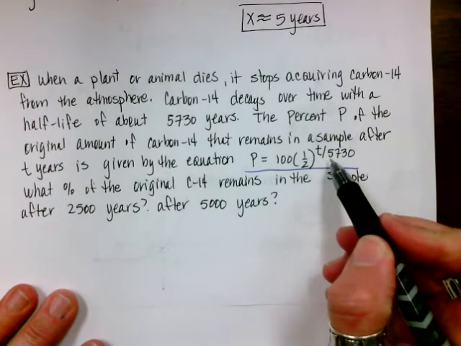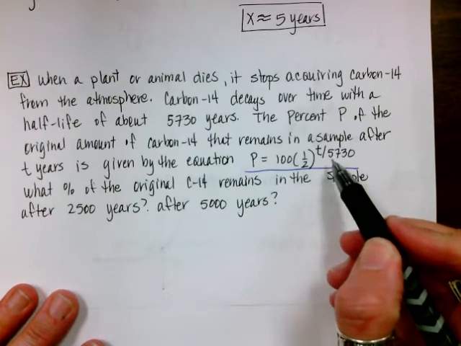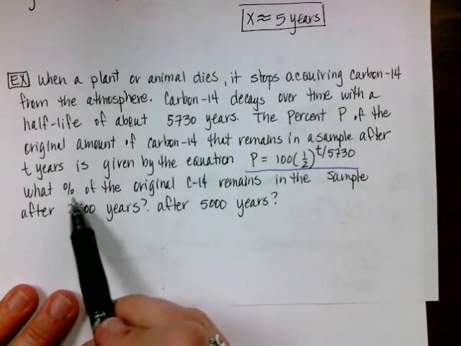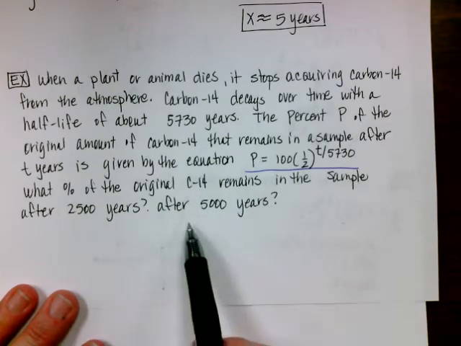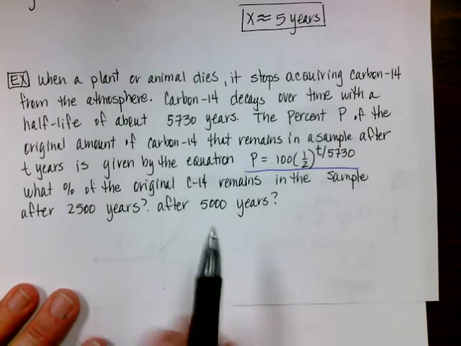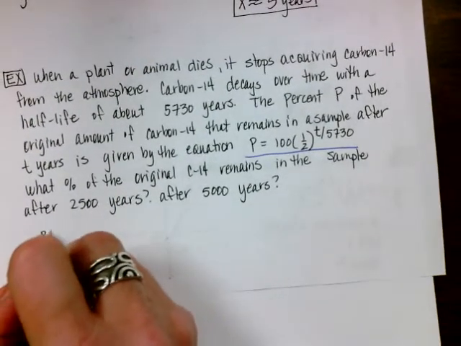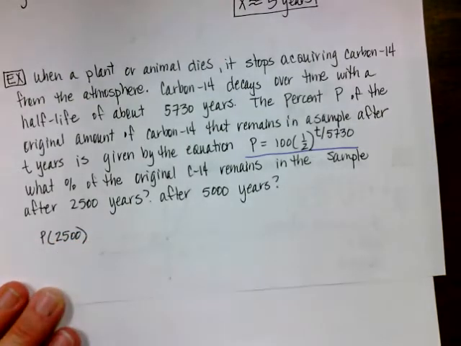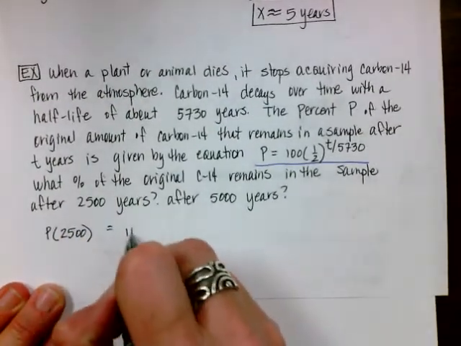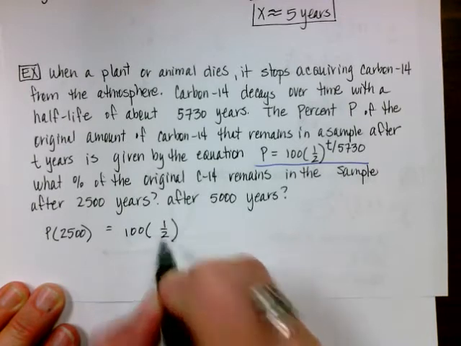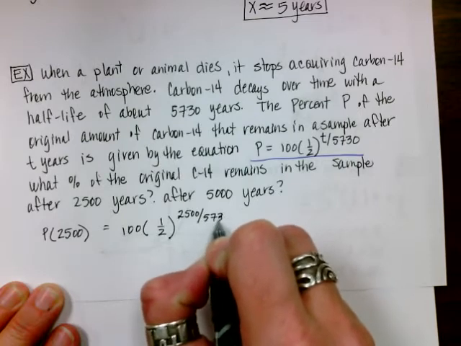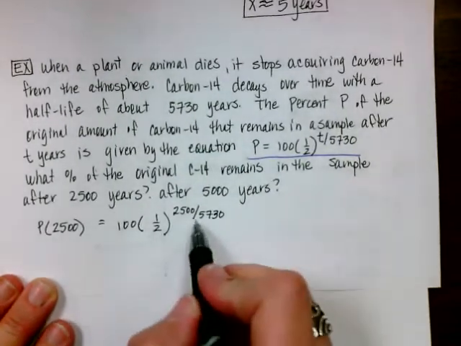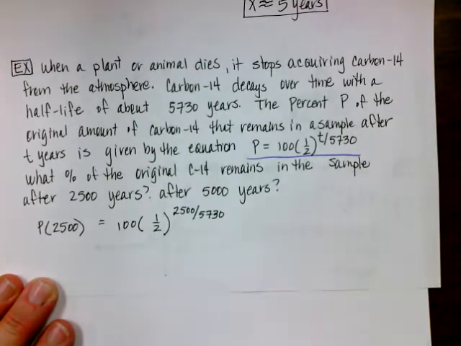This is a little bit different right here, and it's because we're talking about half-life. It was nice of them to give us that formula. It says what percent of the original carbon-14 remains in the sample after 2,500 years and then after 5,000 years. So this is just a calculator exercise. So if I do the first value, 2,500, I'm going to substitute it into my equation. So there's the half. My time is going to be 2,500 divided by 5730. In a half-life problem, I need to adjust my time for the amount of time that the half-life occurs in.